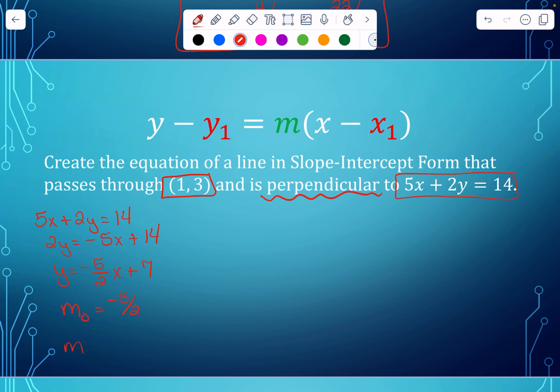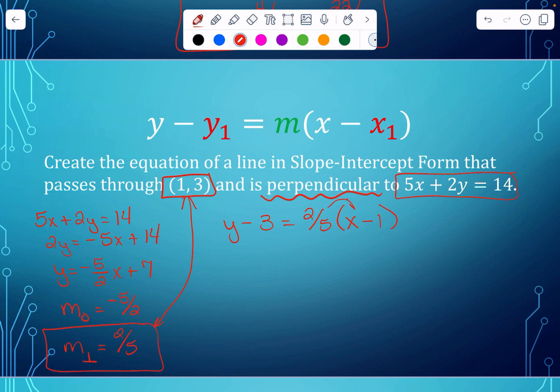The slope of the perpendicular then, remember we switched the sign. It was negative, I'm going to make it positive now, and then I reciprocate it. So now it's going to be 2/5. I flip the fraction. So I take the point and my new slope and I plug it in. So y minus 3 equals 2/5 times the quantity x minus 1.